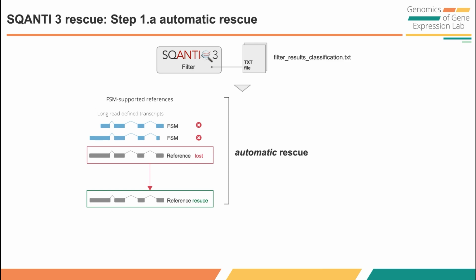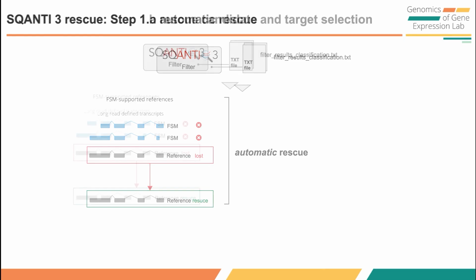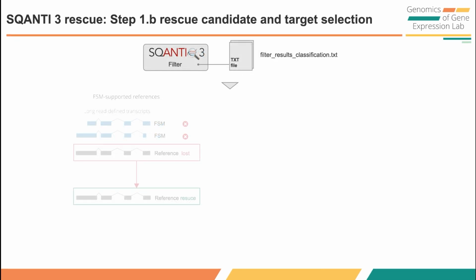Next, I will introduce how SQANTI rescues other non-full splice match supported references. Step 1B, selection of rescue candidate and target transcripts, is the first step of rescuing other non-full splice match supported references. In this step, the rescue strategy considers other isoforms including incomplete splice match, novel in the catalog, or novel not in the catalog artifacts.